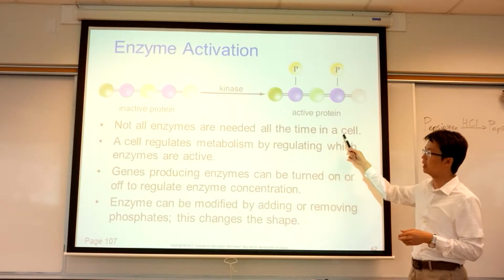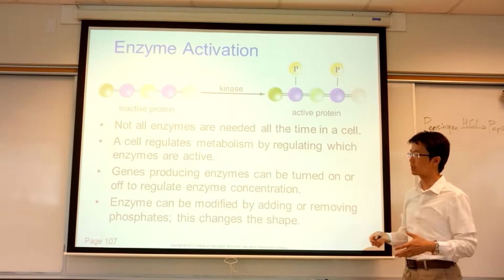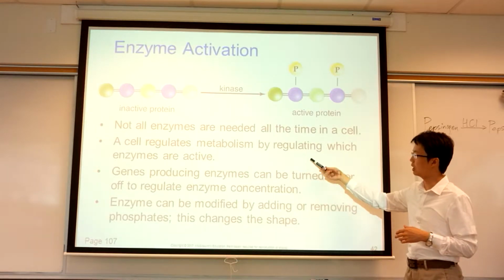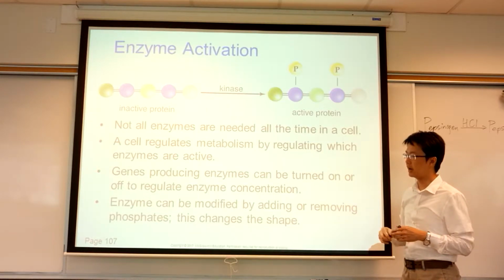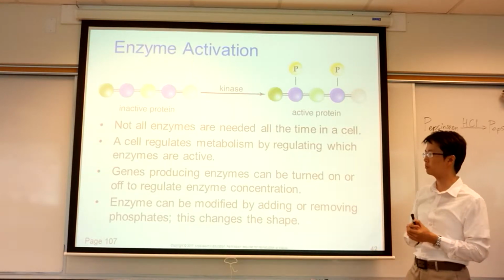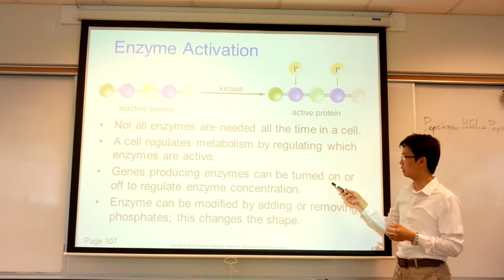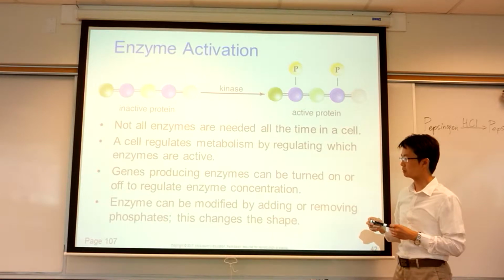So not all enzymes are needed all the time in the cell. A cell regulates the metabolism by regulating the enzyme activity. If the enzyme is active, then the metabolism will be faster. So the enzyme can be turned on and off. It is important because it is regulated by the gene.